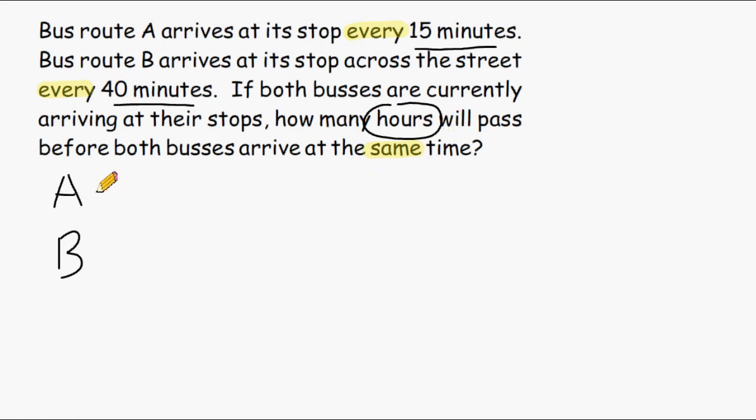So we have to keep that in mind when figuring out the answer. So starting with bus route A. Bus route A is going to arrive 15 minutes later. And after that, it would be 30 minutes later. Plus another 15 minutes would be 45 minutes. And then 60 minutes, which is exactly 1 hour.